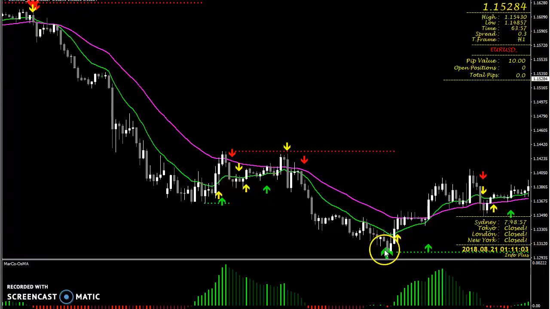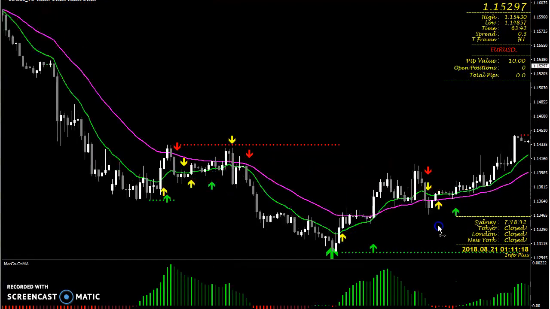So if you would have jumped in right here during the consolidation period, which typically happens in the Asian session, you would have got in 1, 2, 3, and then you would have got in on this candle here right when the moving averages were crossing. But again, we don't depend on that. And then you would have moved your stop loss directly underneath the green arrow, and let's see what happened.